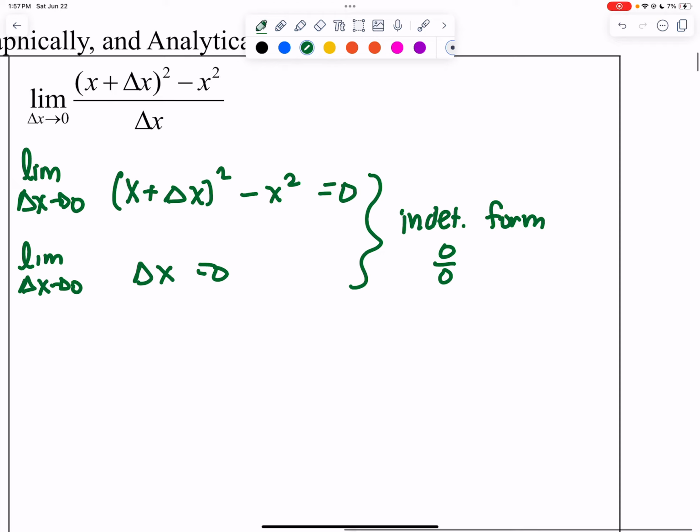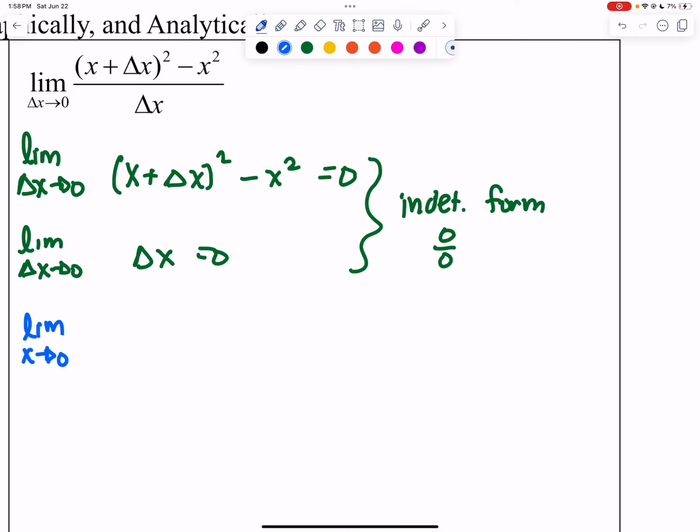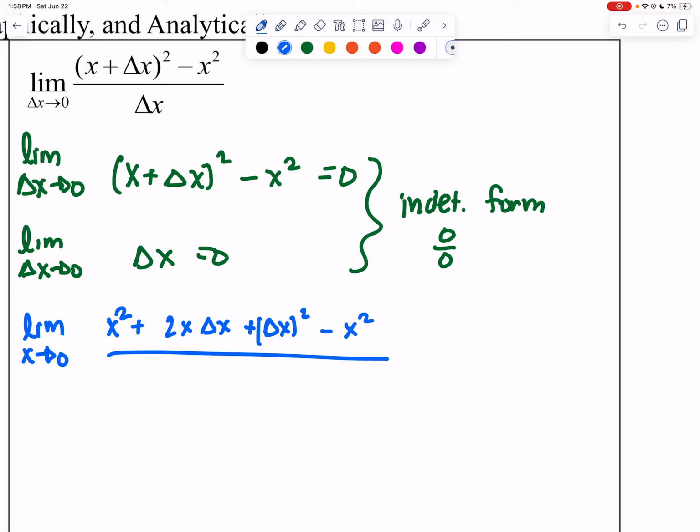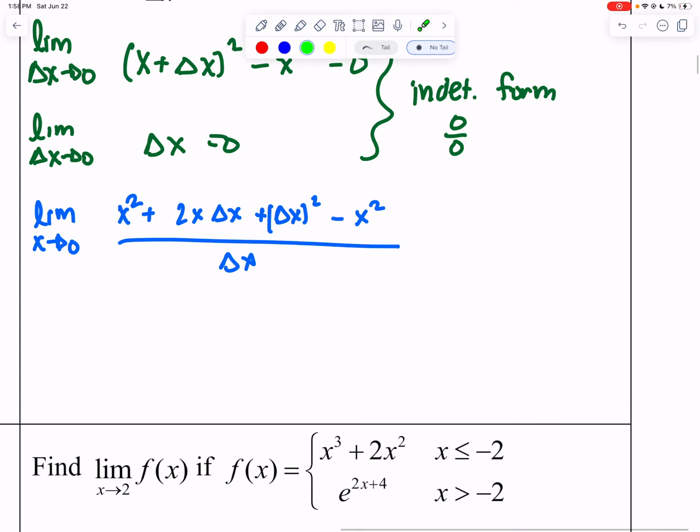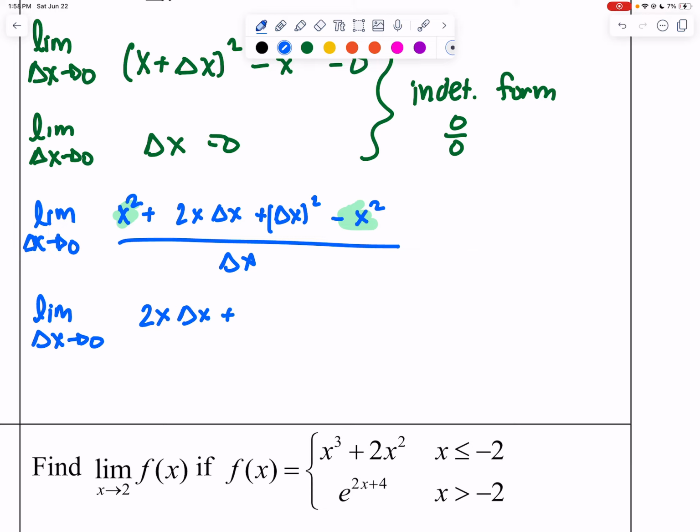So now we got to think about a strategy in terms of how can I simplify this? Well, I have a square right here. So one strategy that I might think of is expanding my (x plus delta x) squared to be x squared plus 2x delta x plus delta x squared, minus x squared, all over delta x. You'll notice that the x squares will cancel out here. So that's going to cancel out, which means I'm left with the limit as delta x approaches 0 of 2x delta x plus delta x squared over delta x.